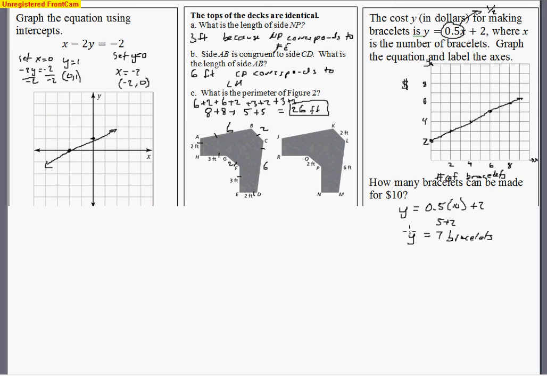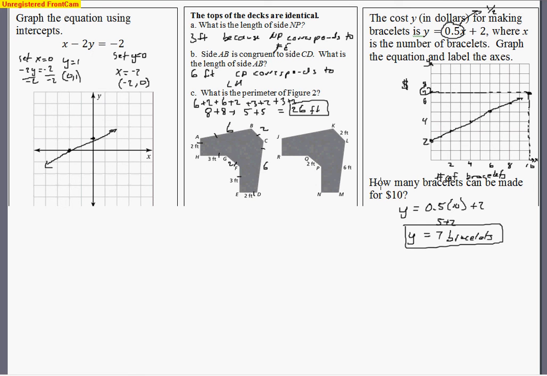But you could also use the graph. So let's take a look at that. I do have 10 on my graph. I could go up to this point right here. It looks like it's going to cross right there, and then straight across is going to be right in between 6 and 8, which is 7. So $7. Actually, let's see how many.